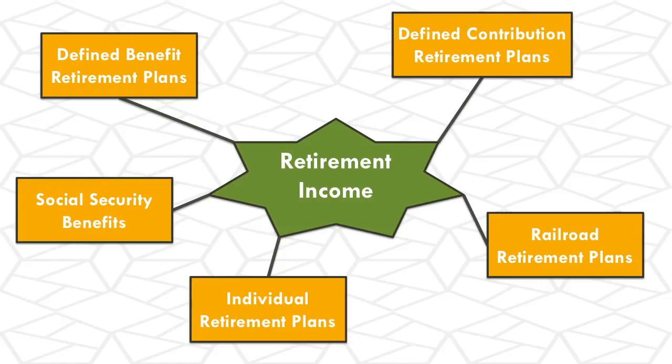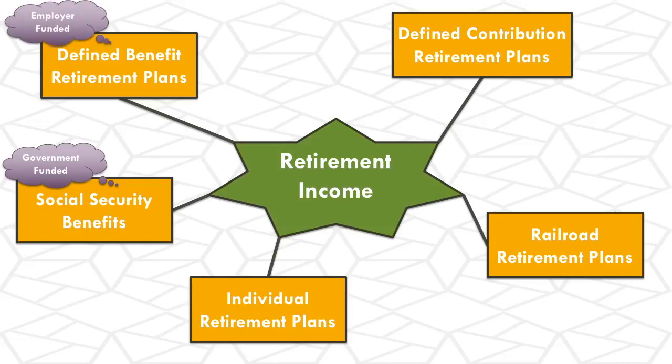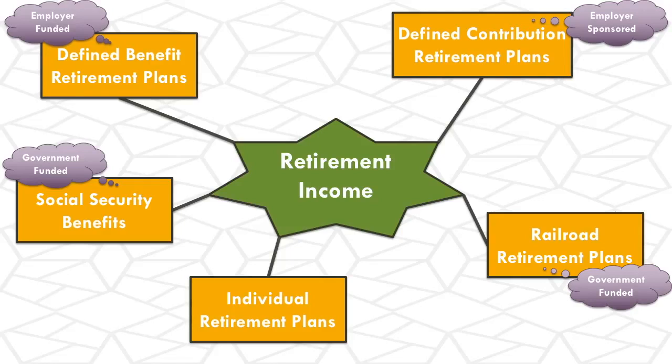Now, Social Security benefits are going to be government funded. It's a little misleading. They're government funded, but they're actually funded through your payroll taxes, the FICA taxes, which we have already discussed. Defined benefit plans are going to be employer funded. Defined contribution plans are employer sponsored, not particularly employer funded, although we will talk about how employers do contribute to these plans often. We have railroad retirement plans, which are government funded. And then we have individual retirement plans, which are going to be entirely taxpayer funded, or at least the ones that we're going to talk about.